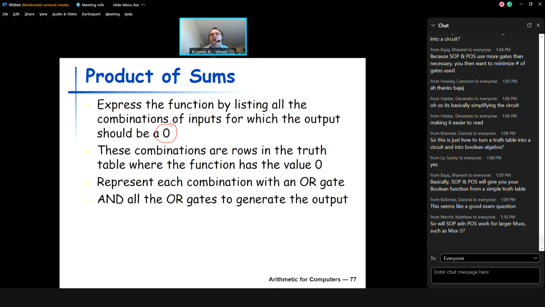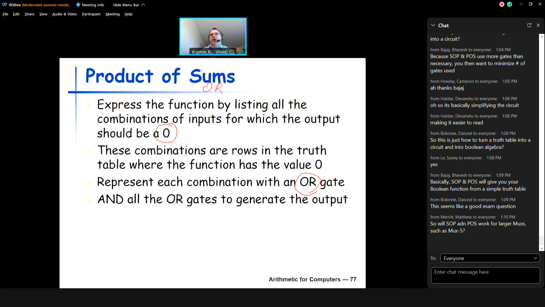And for those rows that have 0 as the output, we look at their rows, and we put all inputs, negated or straight, depending on their values, into an OR gate. Okay, because we have a product of sums. Sum is an OR.